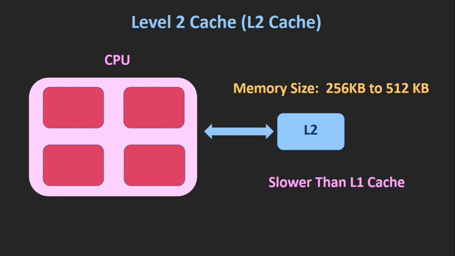If the level 2 cache is outside the CPU, then it is connected with the CPU by a very high speed bus. The memory size of level 2 cache is in the range of 256 KB to 512 KB, but in terms of speed it is slower than L1 cache.